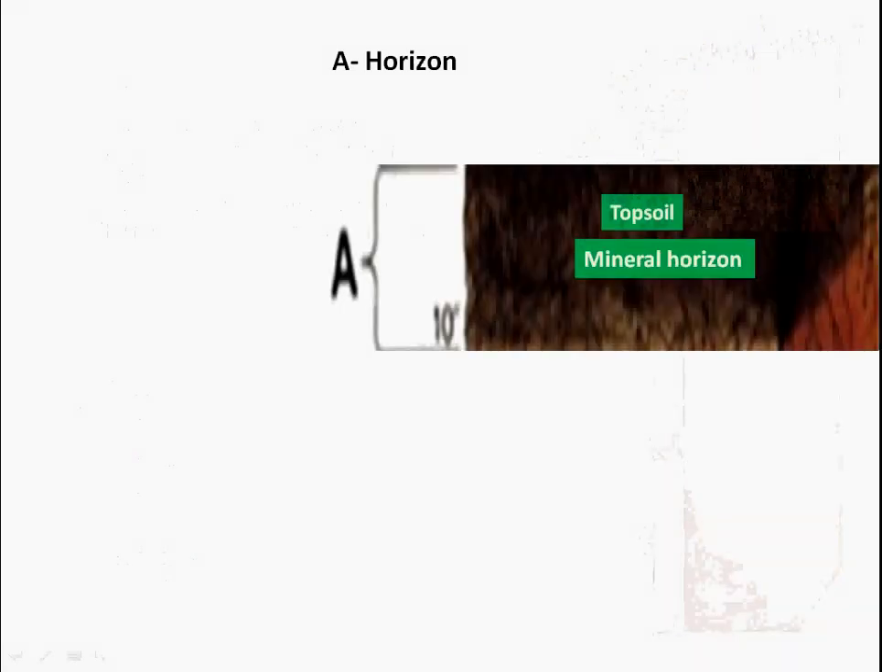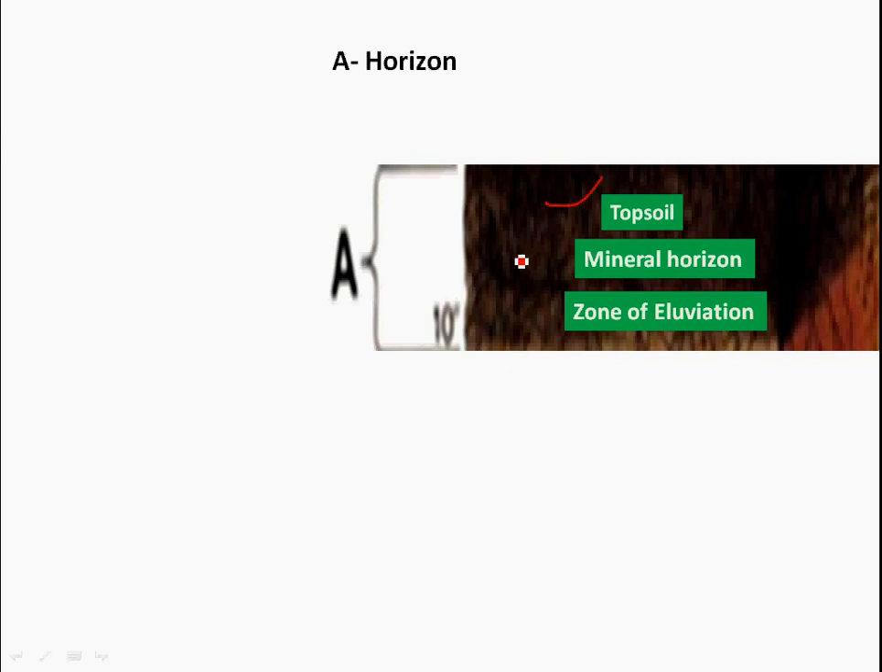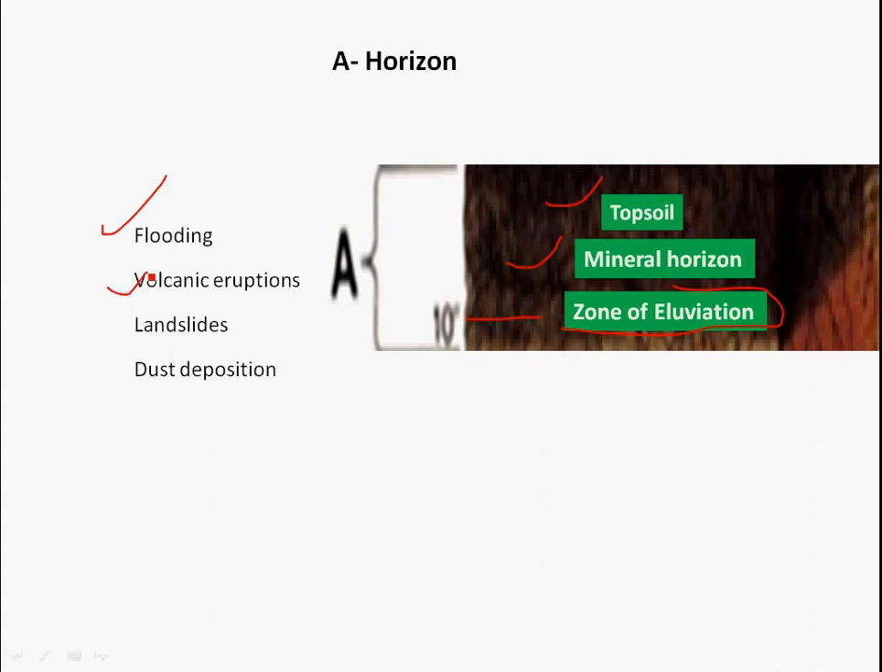The A horizon is the topsoil and a mineral horizon, because many minerals are available here. One of the basic properties of this horizon is that it is called the zone of eluviation, because many of these materials, like clay, iron and aluminum oxides and soluble salts, are leached from here. This profile is sometimes not visible because of flooding, volcanic eruption, landslide and dust deposition.